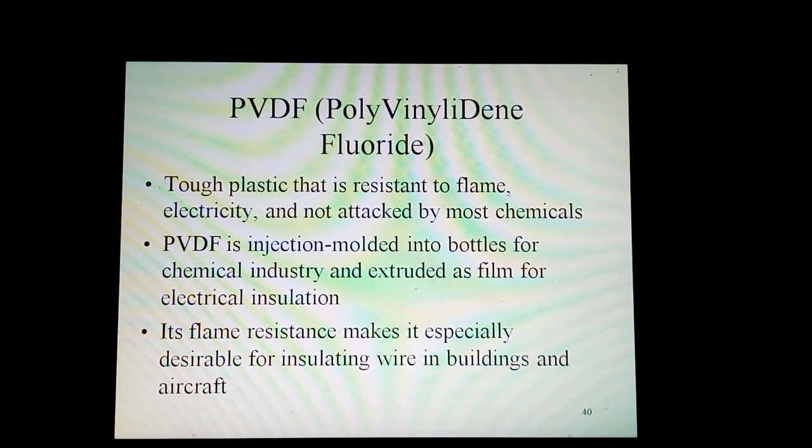PVDF is also piezoelectric, changing its electrical charge in response to pressure and, conversely, exerting pressure in response to an applied electric field. This unique property makes it a good material for transducers in devices such as headphones, microphones, and sonic detectors.